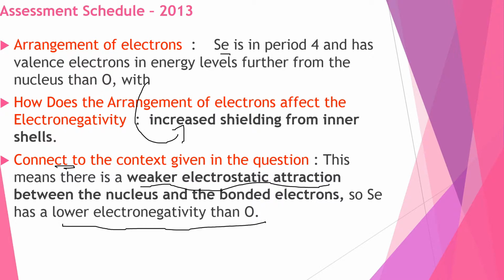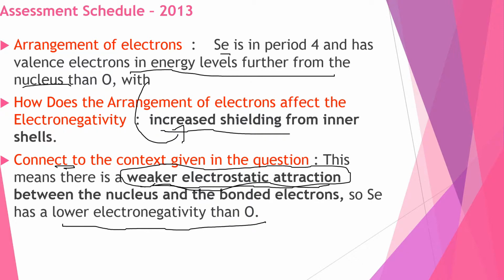So your keywords for this answer are the fact that it has electrons in energy levels that are further from the nucleus, there's increased shielding because of that, and the fact that there's a weaker electrostatic attraction. So those are your 3 keywords, and then you always end it by connecting back to the question and saying, so selenium has a lower electronegativity than oxygen.